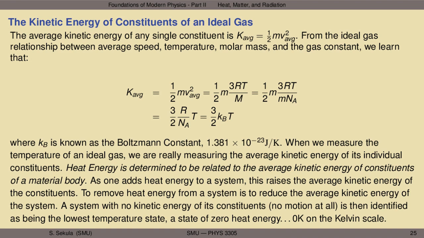We finally have a physical understanding at the most basic microscopic levels of a large system as to what it means to achieve zero temperature. Zero temperature, a state of zero heat energy, is also a state of zero average kinetic energy for the constituents of that system.